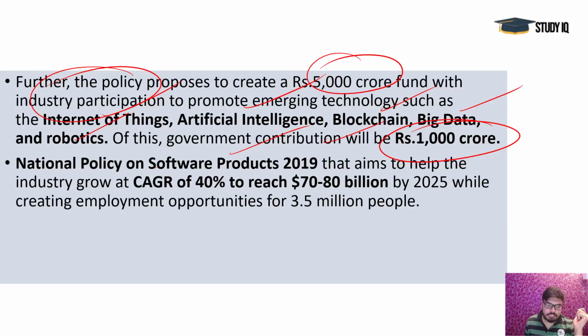Okay, a cumulative annual growth rate of 40%, they are going to achieve it by 2025. That is the goal here.